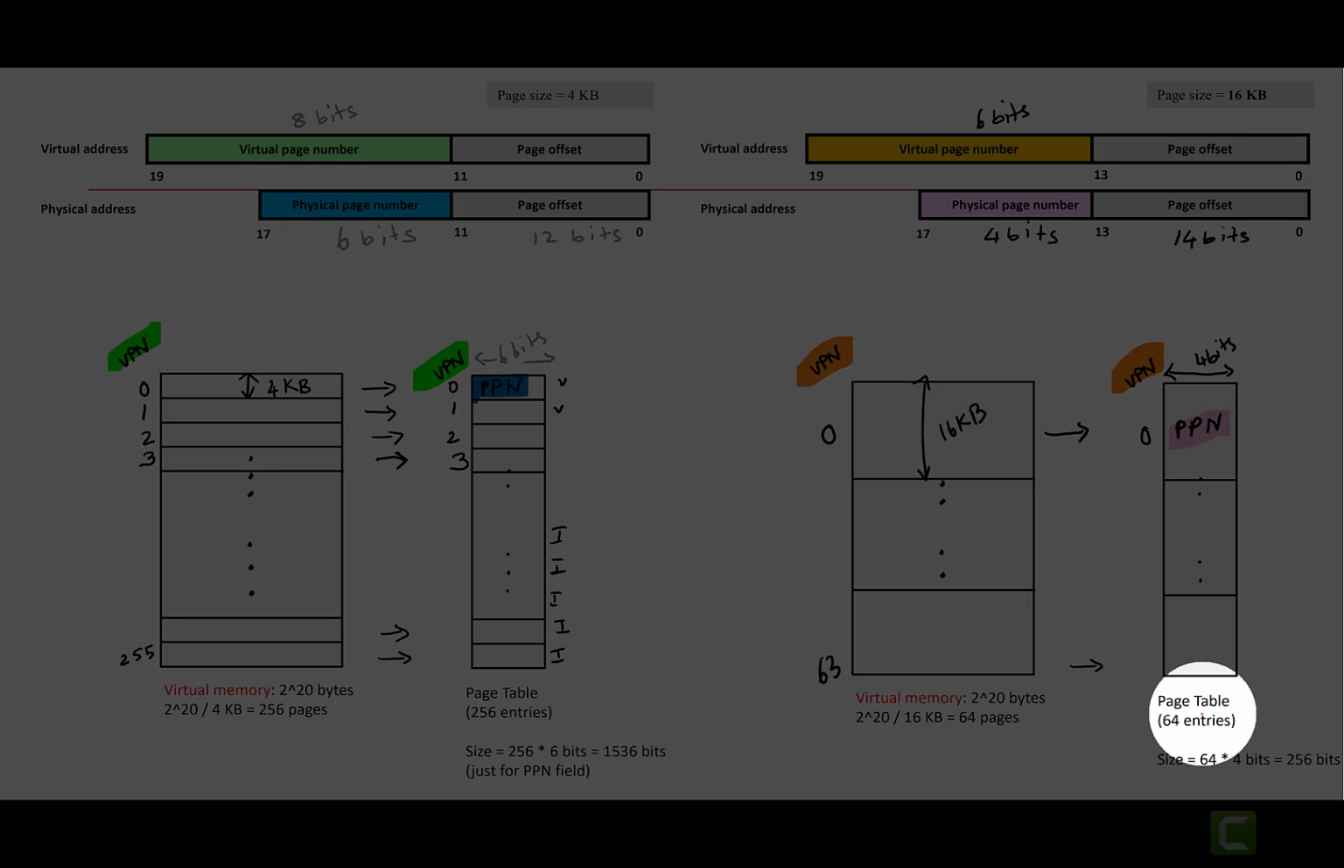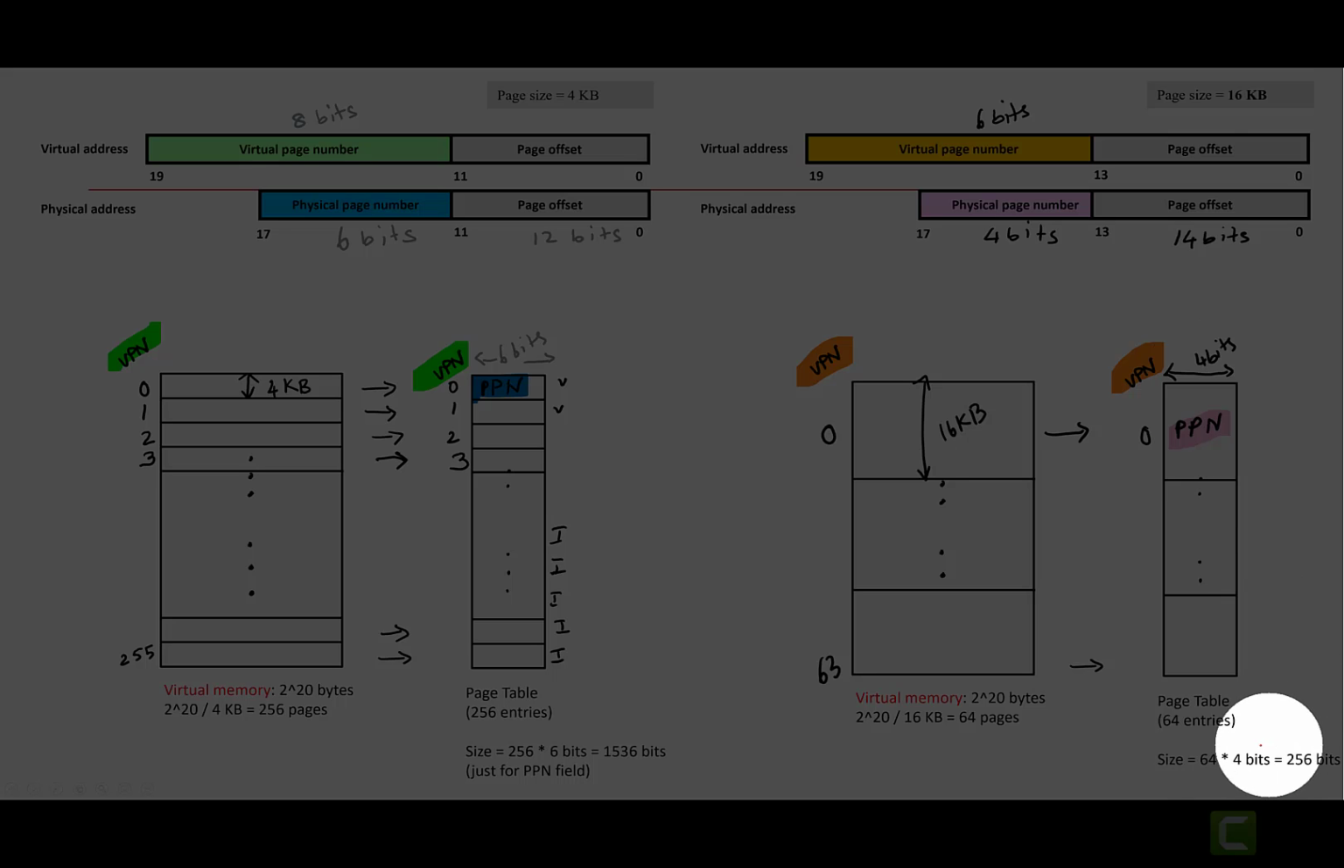Now does it mean each entry would increase proportionately? No. Each entry still has a physical page number. So if you do the math, your page offset increased by 2 bits. So in fact, if I keep my physical memory size the same as before, I went from a 6-bit physical page number to a 4-bit physical page number. So in fact, my page table entry size also reduced. It's not a significant reduction.